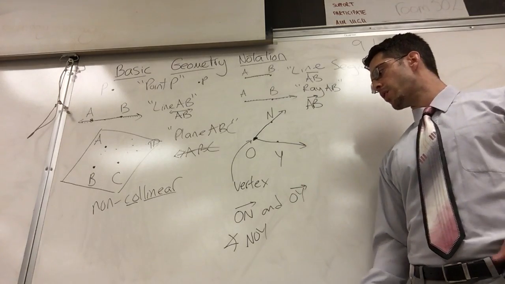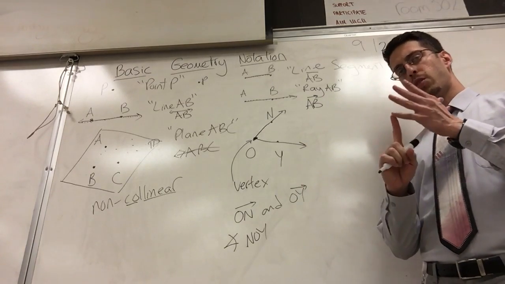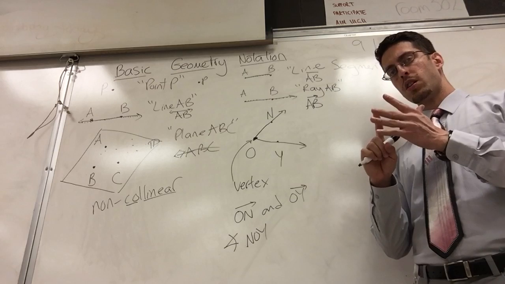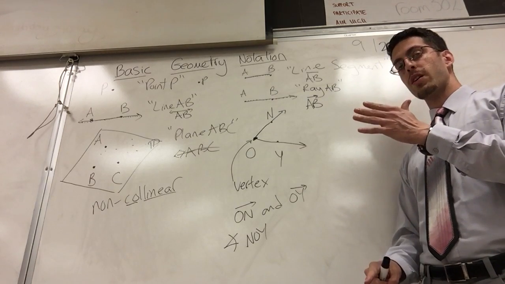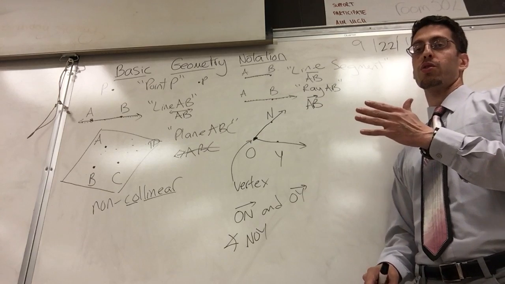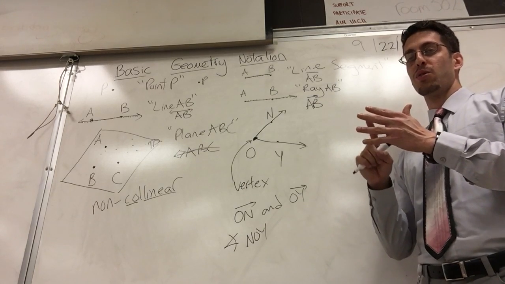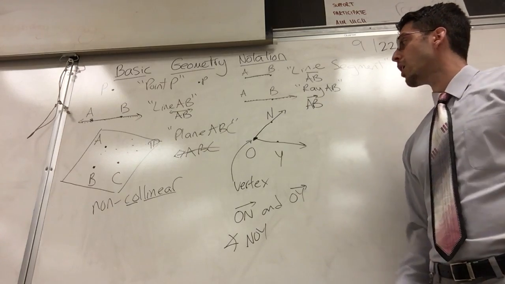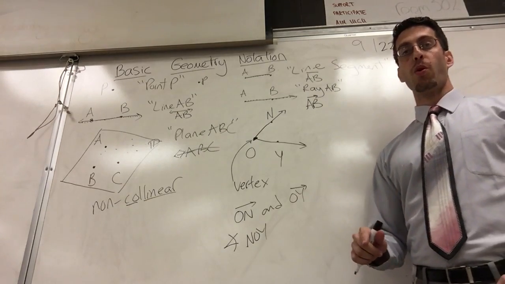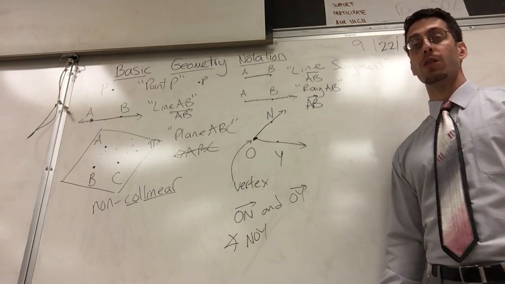How many types of angles are there? There's acute, obtuse, right, straight, reflex. 5 types of angles. I'll say that again, or you could just rewind the video. Acute, obtuse, right, straight, and reflex. If you need to pause at any time to write this stuff down, I highly recommend it.